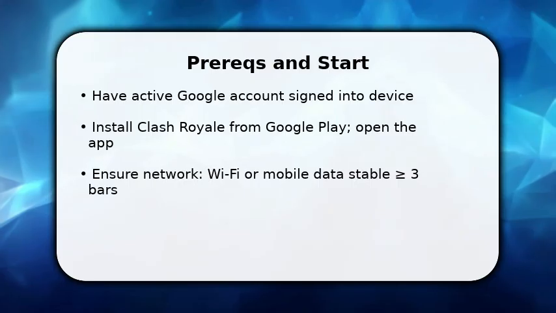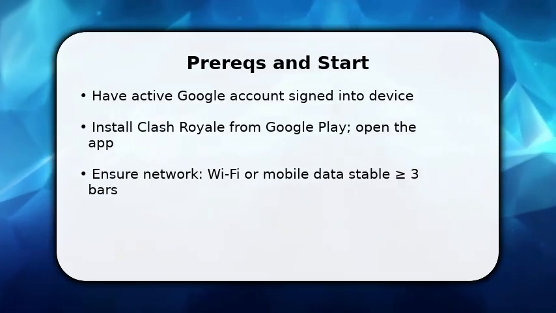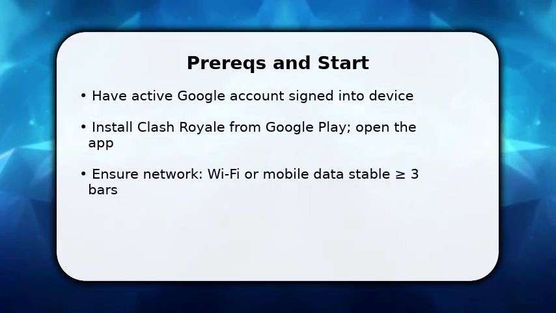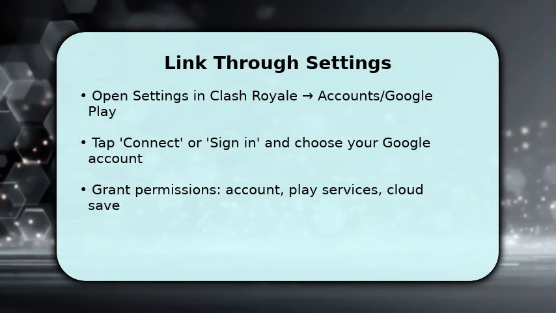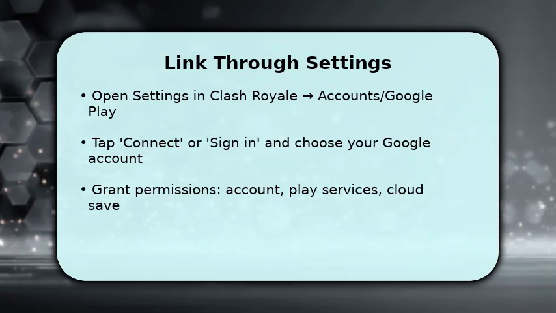If you have multiple accounts, pick the one you want connected now, because the link will use that account for cloud saves and purchases. Now continue inside Clash Royale settings, locate the accounts or Google Play section and tap Connect or Sign In. You'll see a Google account picker. Select the account you confirmed earlier.